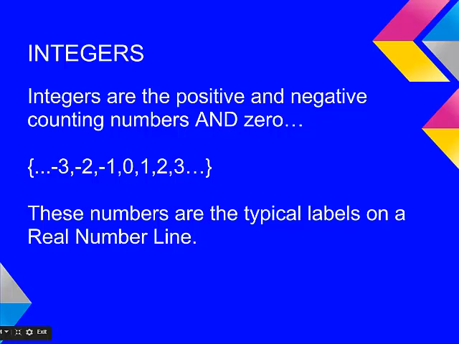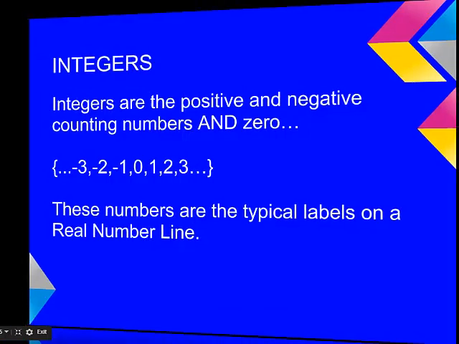So in set notation, you have the numbers going to the right to positive infinity and to the left to negative infinity. So when you do this with set notation, you have your ..., -3, -2, -1, 0, 1, 2, 3, and so on. And these numbers are the typical labels on your real number line. Those all are real numbers. Natural numbers, whole numbers, integers, those are the real numbers that you're very familiar with.